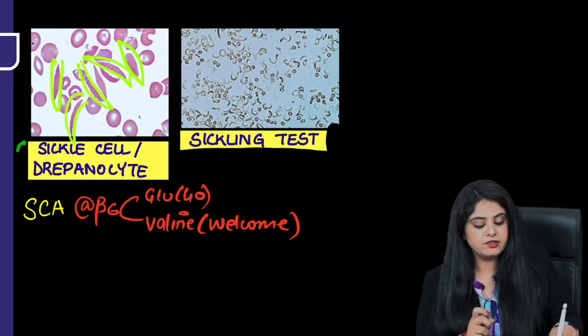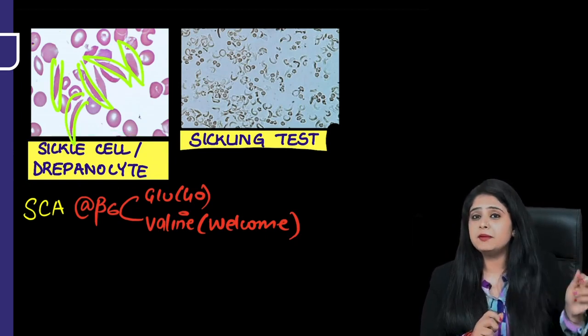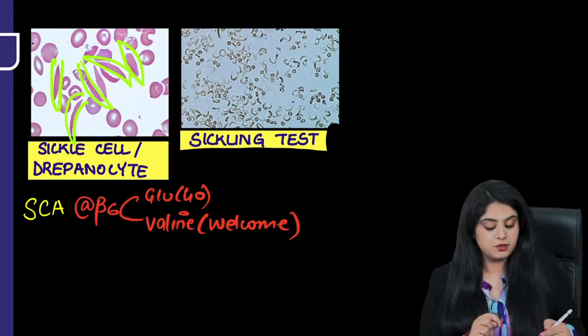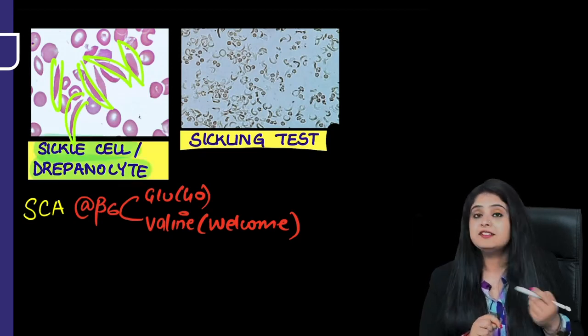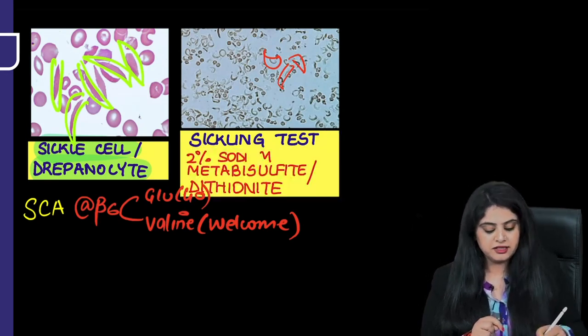Sickle cells are also known as drepanocytes. Will you get confused? Sickle cells are degmacytes or drepanocytes? So you'll say degma was bite, dog bite. So the bite cell was degmacyte, sickle cell is drepanocyte, as you can see over here. Is there any test where more and more sickle cells can be identified? Yes, that is the sickling test.